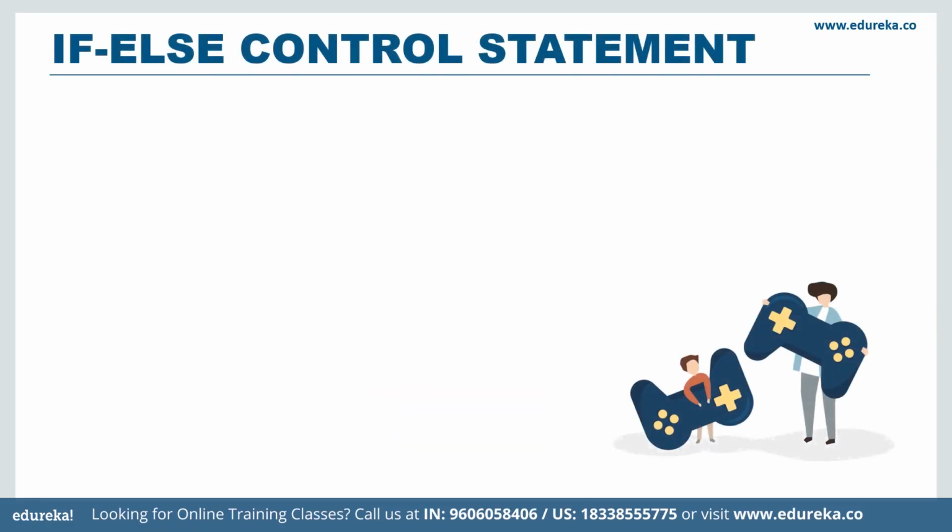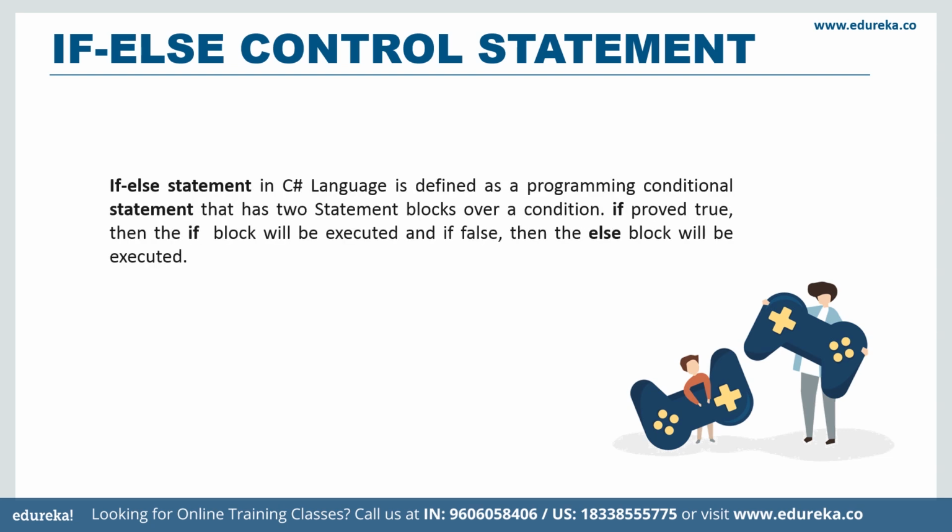Now let's move on to the next type of control statement, which happens to be the if-else control statement in C#. The if-else control statement in C# is defined as a programming conditional statement that has two statement blocks over one condition. If proved true, then the block of statements which are present inside the if block will be executed, else the statements which are present inside the else block will be executed.